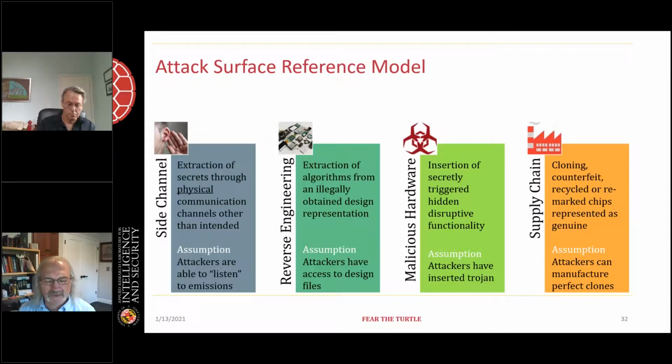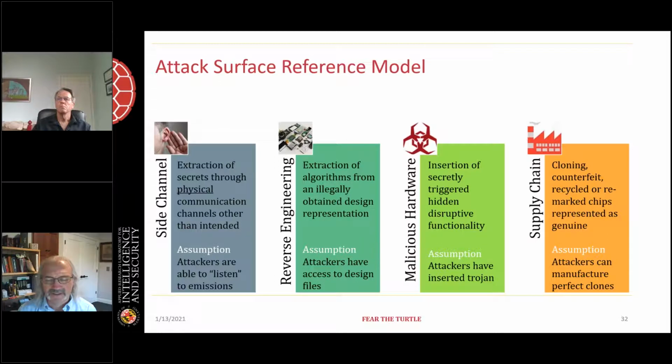The first one is called side channel, and this is formally known as extracting secrets through a physical communication some way other than what's expected. So we're basically listening into a device either through power connections or through EMI, but attackers are trying to ascertain what's going on in the chip through these surreptitious methods. And for the purpose of the DARPA program, we're making some assumptions about all these attack types. So for side channel, we're assuming that the attackers have some vehicle to listen to the emissions that are coming off the devices.